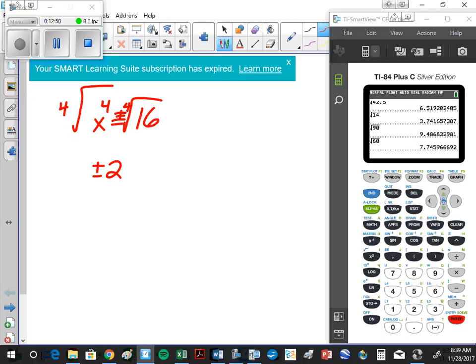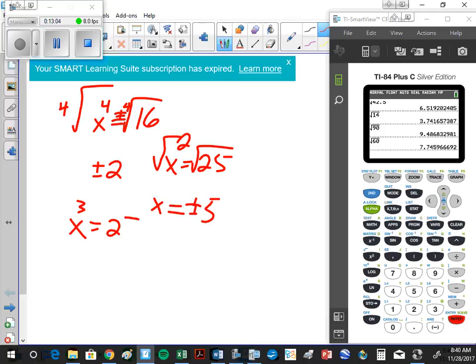If I had x squared equals 25, and I square root, the answer will be plus or minus 5. Okay? If I had x to the third equals 27, and I take the third root, x equals 3, do I need a plus or minus? No.